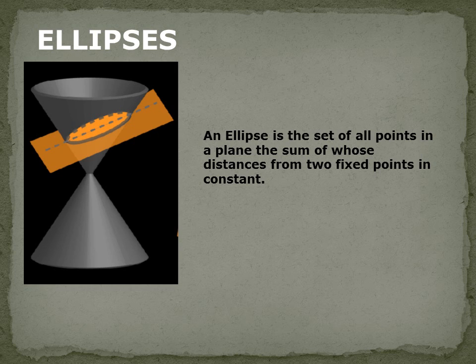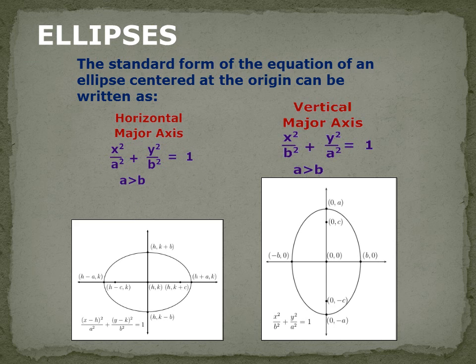Ellipses. An ellipse is the set of all points in a plane, the sum of whose distances from two fixed points is constant. The standard form of the equation of an ellipse centered at the origin can be written in two ways, one being a horizontal major axis and the other a vertical major axis, and those are our two equations to solve with.